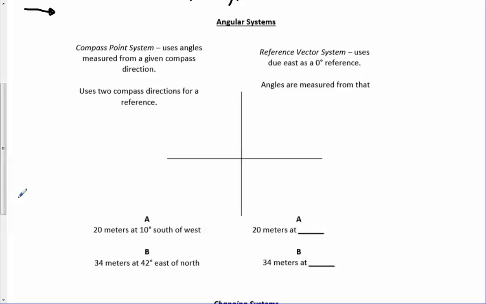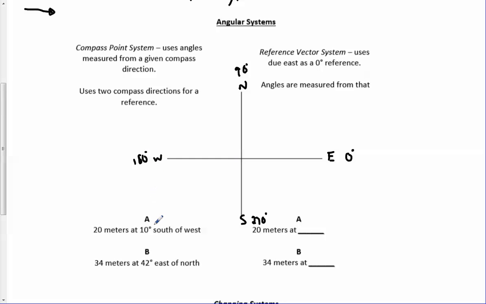Both of them work off of the standard Cartesian coordinate system that you are familiar with, the x and y. Now, for the compass system, we represent to the right as east, up as north, west, and south. And then for the reference vector system, we just arbitrarily pick the positive x direction as 0 degrees. And just like you have done in math class, 90 degrees, 180 degrees, and 270 degrees.